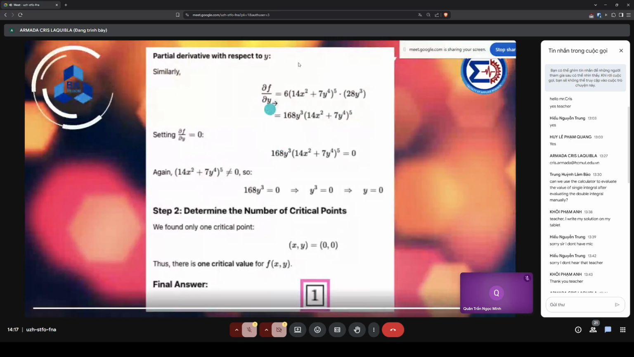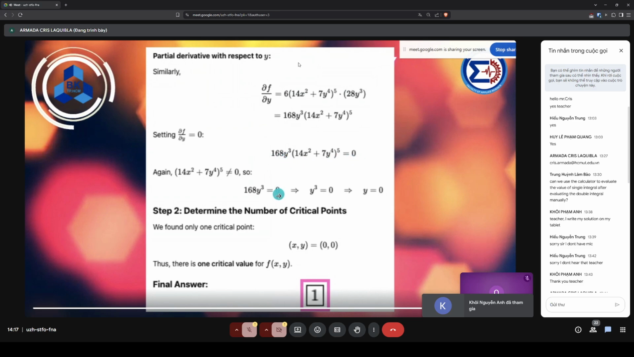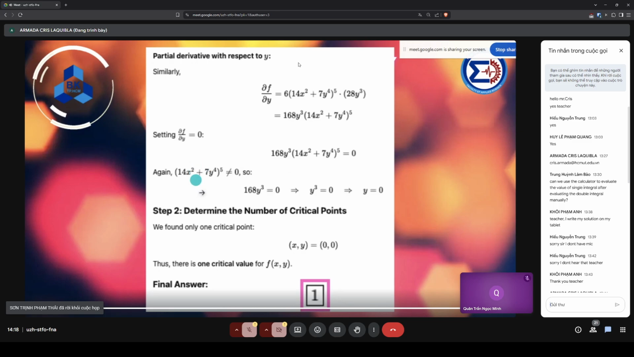Again, you have to set 0 for your fy. This is your fy, okay? So this is now 0. So this one, equate this to 0. So 168y cubed equals 0. So divide it by 168, then take this cube root both sides. So your y is 0. How about this one? This one, class, will never be equal to 0. Do you know why? What's the reason?